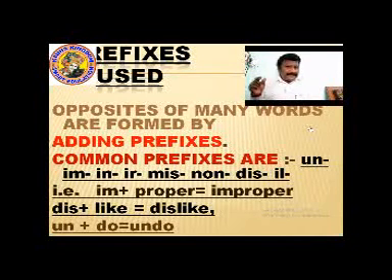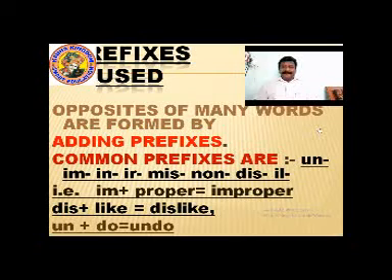By using the prefix, what has been done? It has become totally opposite. So what are the prefixes? Once again, let's repeat. The prefixes are the group of letters used prior to the base word to form its opposite. Right? What are the common prefixes used? The common prefixes used are UN, IM, IN, IR, MIS, NON, DIS, IL. There are many more, but these are the commonly used ones.